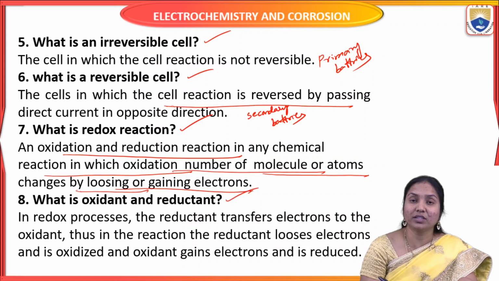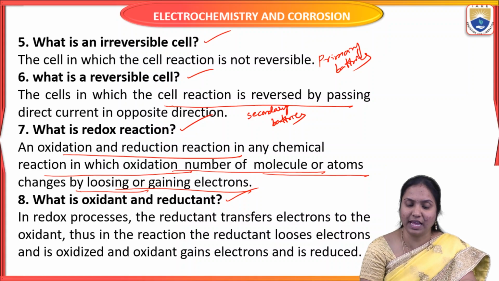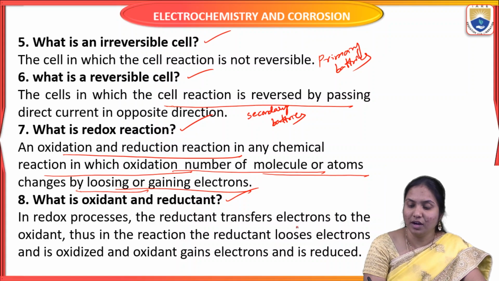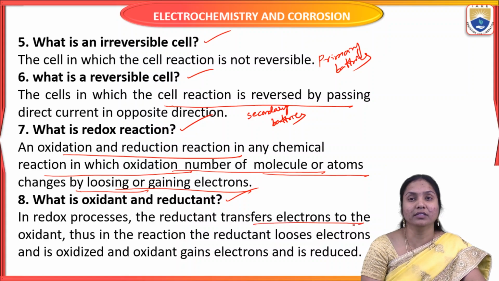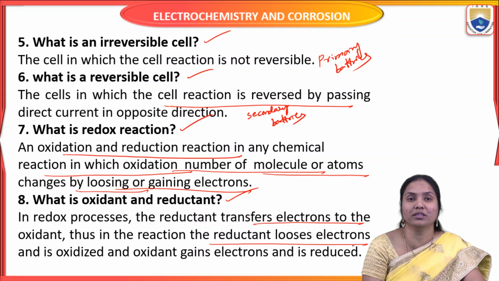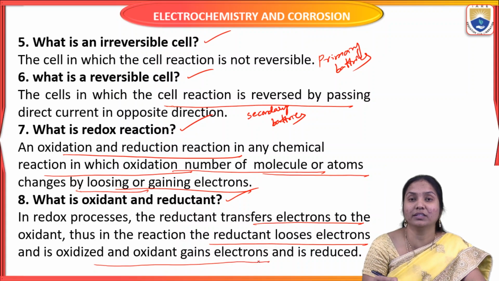So what is an oxidant and a reductant? In these redox reactions, the reductant transfers electrons to the oxidant. Thus in the reaction, the reductant loses electrons and is oxidized, and the oxidant gains electrons and is reduced.